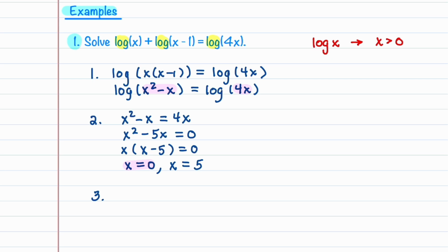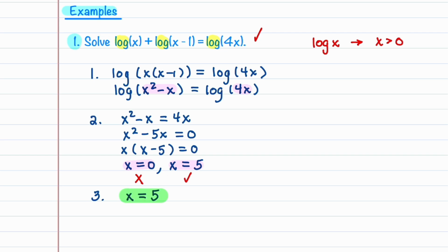If we plug 0 back into our original equation up here, you can see that we have a log of 0 and we have a log of negative 1, and those are undefined, so x is equal to 0 is not going to be a solution. It's what we call an extraneous solution. Now let's check x is equal to 5. If we substitute 5 back into our equation, all the logs are positive, so x is equal to 5 is a solution. So let's write down for step 3 that we have the solution x is equal to 5.